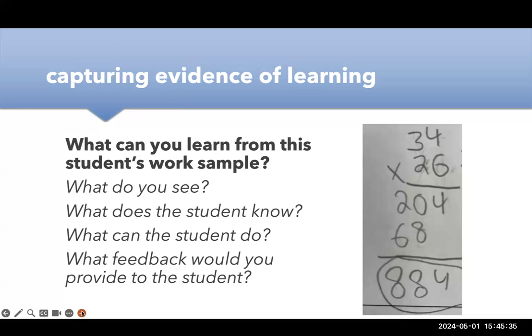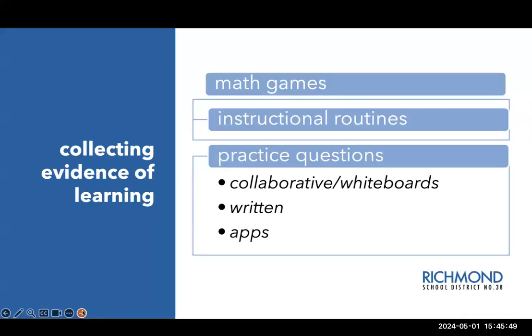So I think we need to be mindful of that in terms of the types of evidence that we collect. And that's where we need to have those interviews and have those conversations with students to see if they really understand and can explain their thinking and strategies.